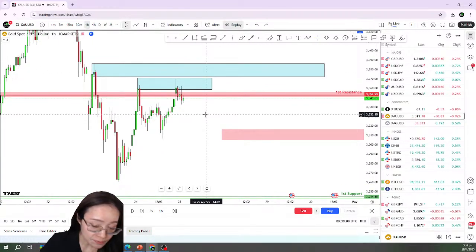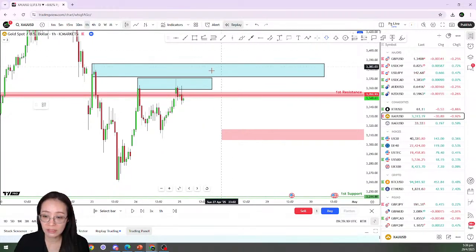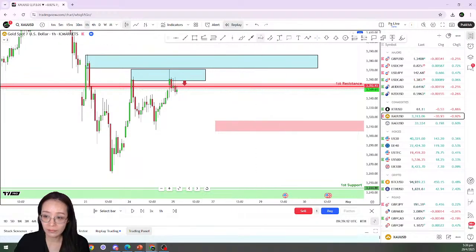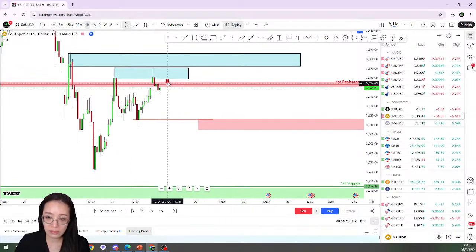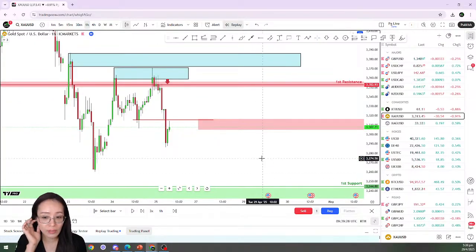For your first TP, let's say if we sell at this level, you can aim for the body, this is your take profit. You can see this is your take profit, boom, and then price goes all the way to your take profit.